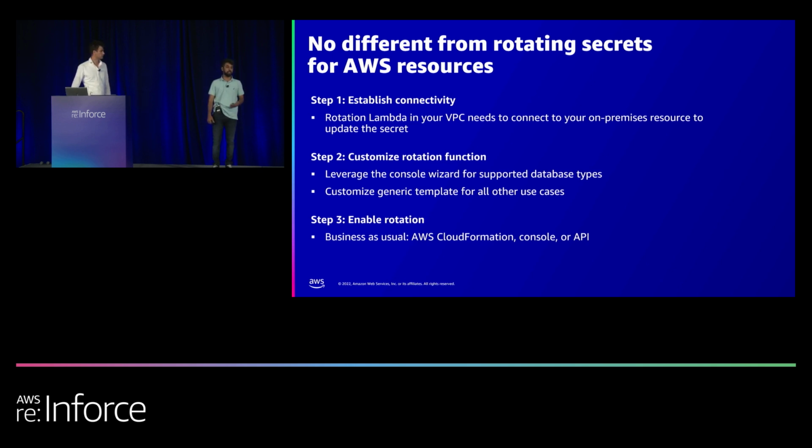And then the third step is, business as usual. You enable rotation through either the console or the API. You can use the CLI, although the one that we recommend you use mostly is CloudFormation, so that you keep track of your configuration in code, right?